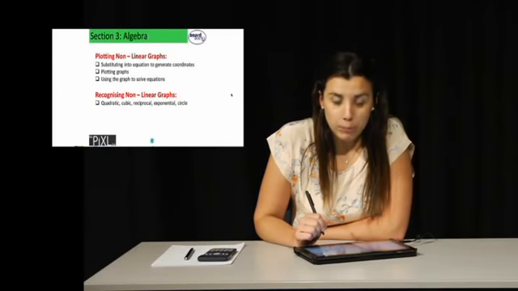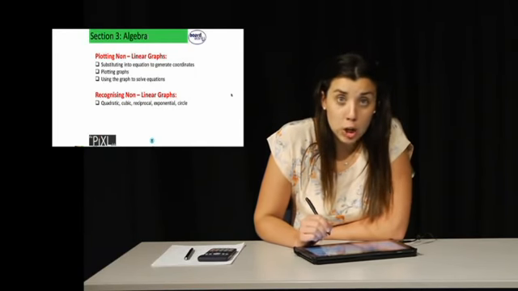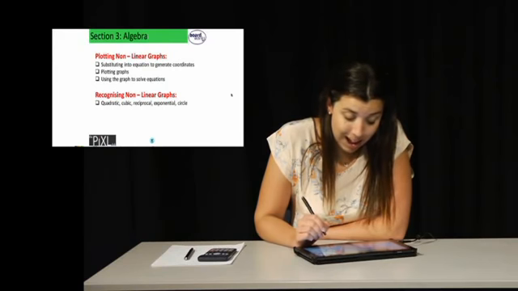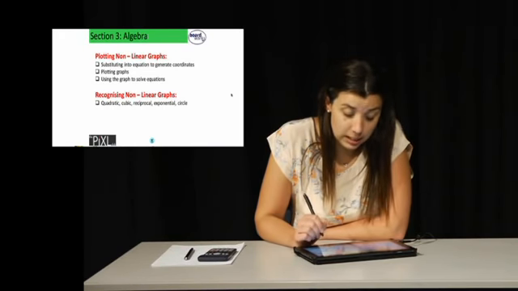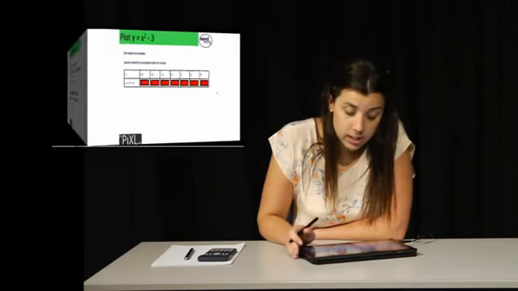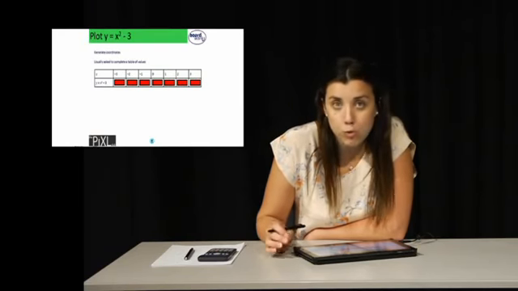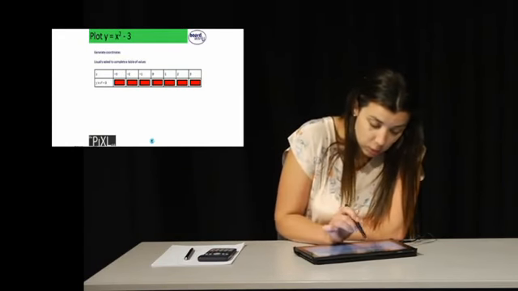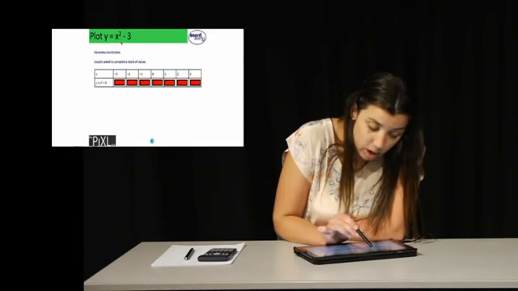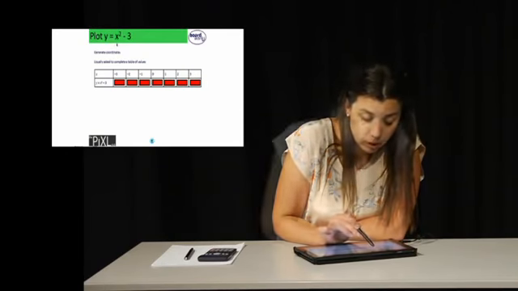Section 3, algebra, are 2 topics that we're going to cover together. First, plotting non-linear graphs and recognising non-linear graphs. The first thing we're going to look at is a graph that has an x squared in. So our example on here is y equals x to the power 2, also called x squared, subtract 3. This is a quadratic graph. We can notice the quadratic is this part here, the x squared.